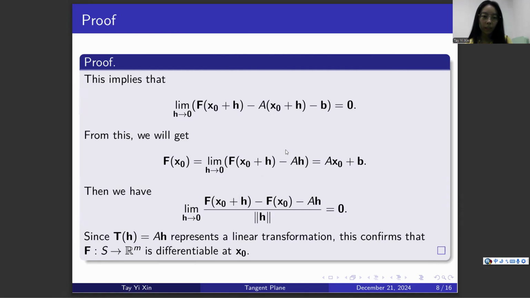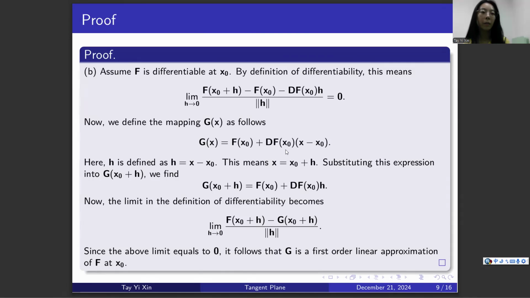Then we will have the limit as h approaches 0 of (f(x0 plus h) minus f(x0) minus Ah) divided by the norm of h equals 0. Since T(h) equals Ah is a linear transformation, this confirms that the function f is differentiable at x0.